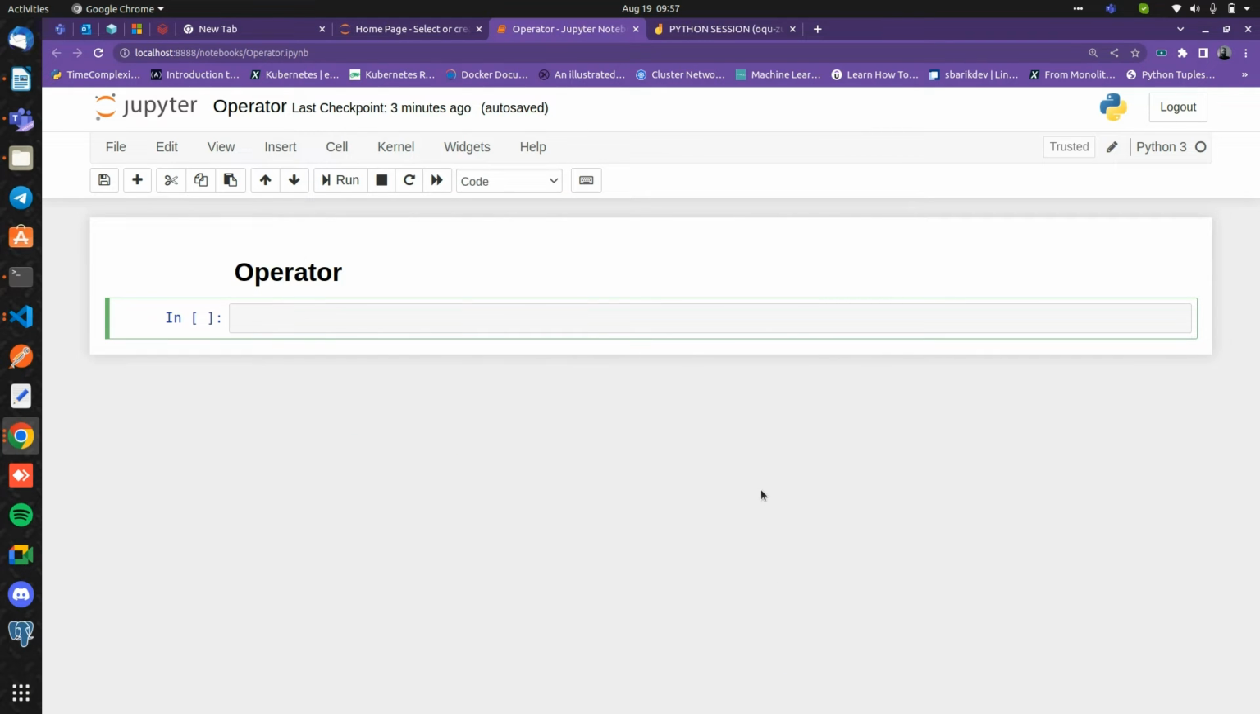Hello everyone. Today's topic is about operators in Python. So what is an operator in Python? Operators are special symbols in Python that carry out arithmetic or logical computations. The value that the operator operates on is called the operand.